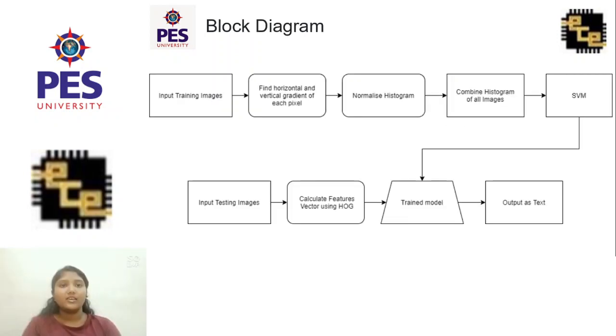Block diagram. Training data is captured using OpenCV, and necessary pre-processing techniques such as YCbCr conversion, Gaussian blur and max contour are applied. The horizontal and vertical gradients are calculated using Sobel filter. The histogram is normalized and all this combined histogram is fed into SVM. In a similar way, applying the pre-processing techniques, the testing images are fed into the SVM model.